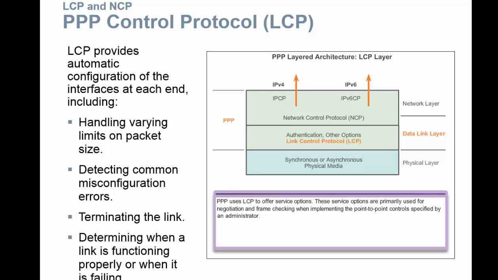and the network layer protocol configurations on the WAN data link are handled by the NCPs. So, LCP provides automatic configuration of the interface at each end, including handling varying limits on packet size, detecting common misconfiguration errors, terminating that link, and determining when a link is functioning properly or when it is failing. And remember, with PPP, if the link is failing, it's going to shut it down. PPP uses the LCP to offer service options. Some of these options are primarily used for negotiating and frame checking when implementing the point-to-point controls specified by the administrator.